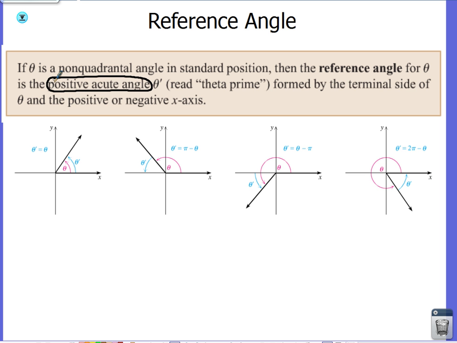A reference angle will always be positive, and it will always be an acute angle. Every angle has a reference angle. The angle is formed by the terminal side of theta and the positive or negative x-axis. Now, let me show you what that means.